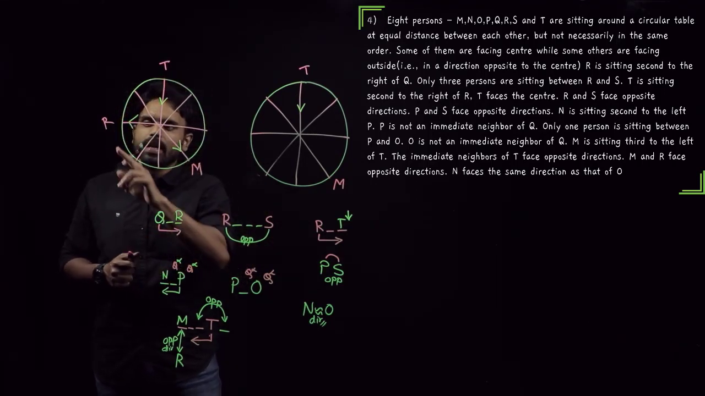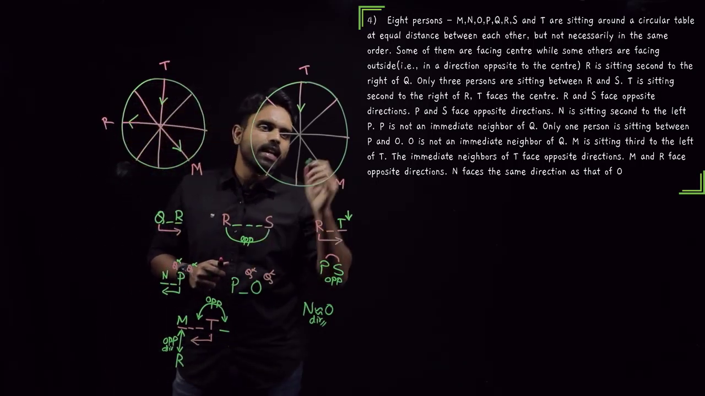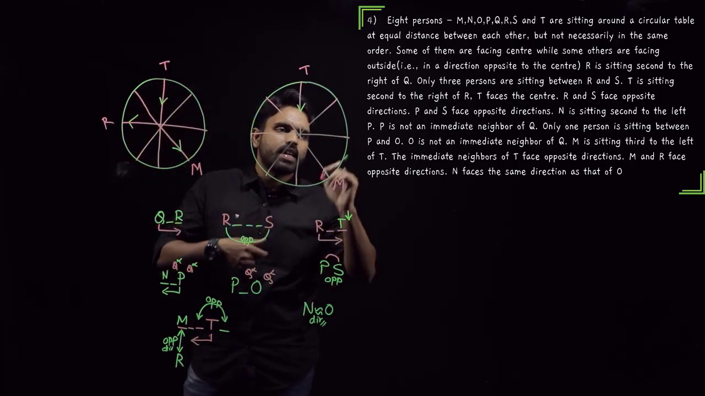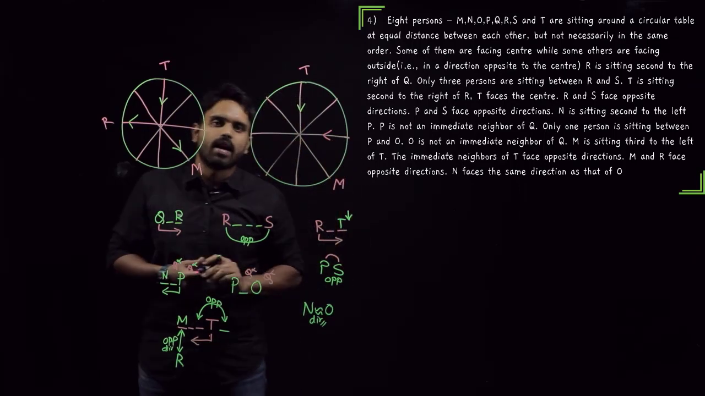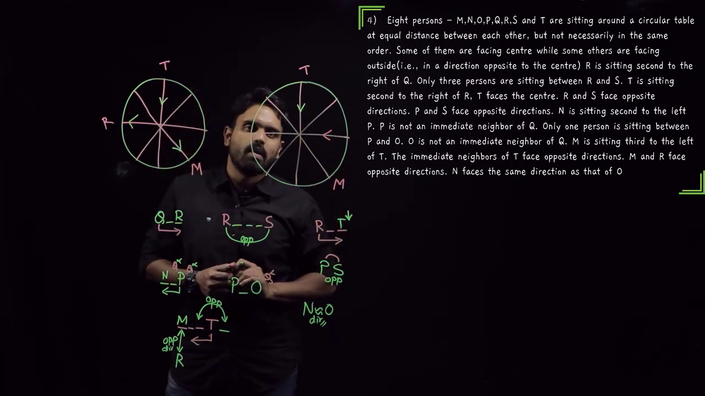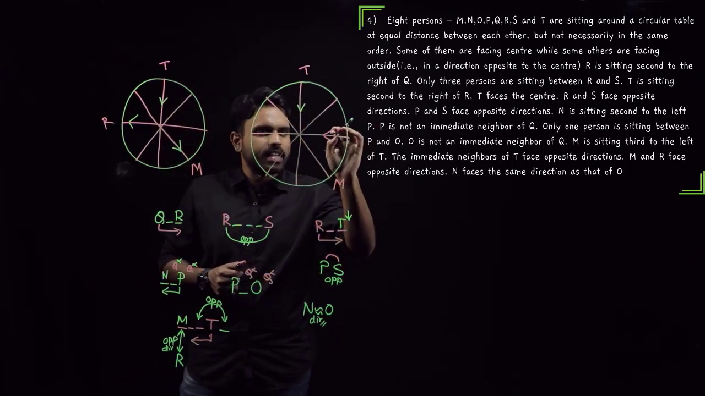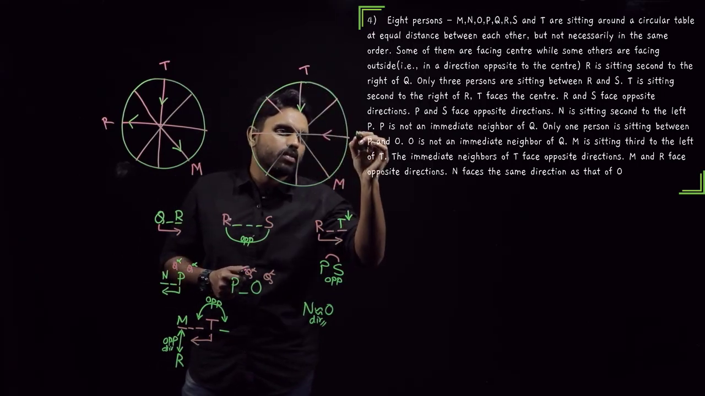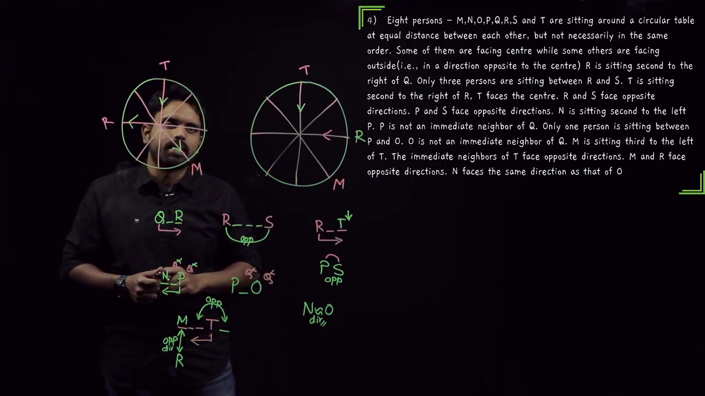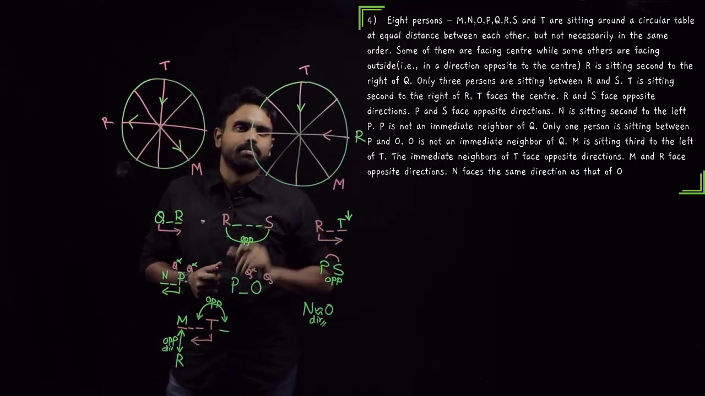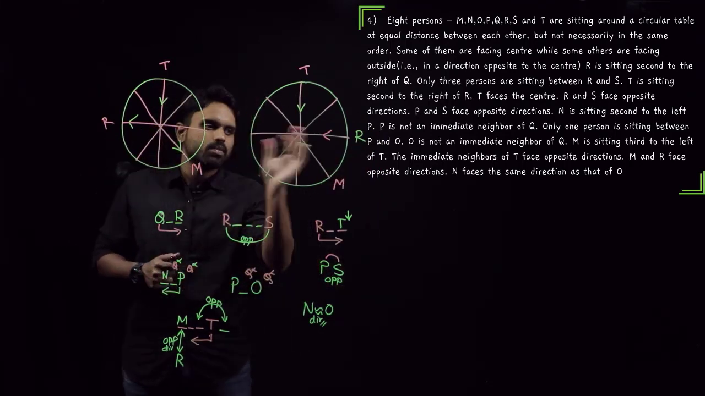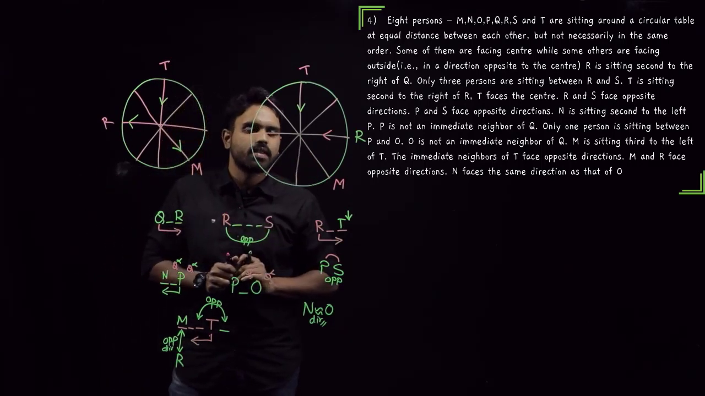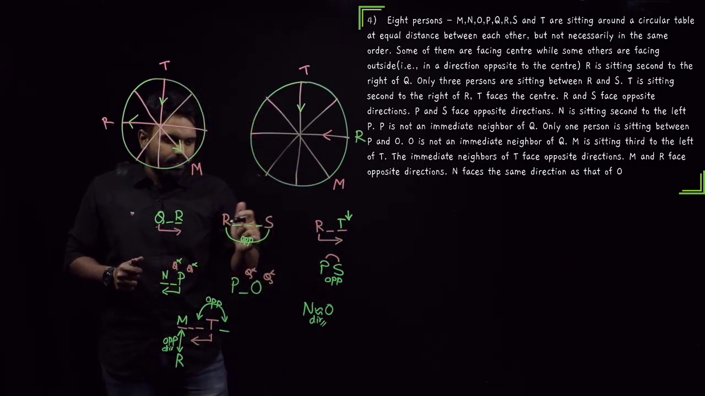There is another possibility. R can also be facing inwards. If R is facing inwards, where will be R? R has to be here, and then first to the right and second to the right will be T. So, R can either be here or here. Yes, both the conditions are possible. So, I am drawing two diagrams now. Now, let's see.